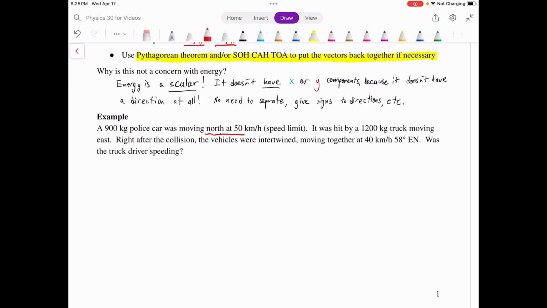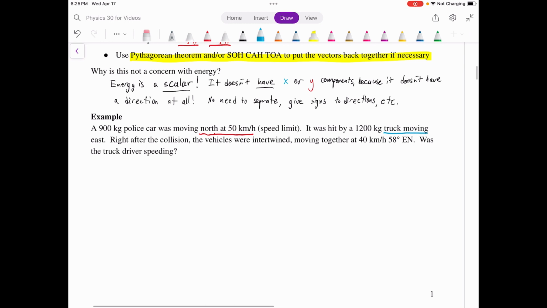At 50 kilometers per hour, which was the speed limit. It was hit by a 1,200 kilogram truck moving east. Okay, so our truck was moving straight east. So this one's kind of nice because yes, there's momentum in both axes, but individually each object is only y or only x. We don't have to split this velocity into its x component because we can see that its x component is 0, right? It wasn't moving west or east, just north. So all y, no x. And then vice versa for the truck, all x, no y. That won't always be the case, but we'll deal with those when they come.